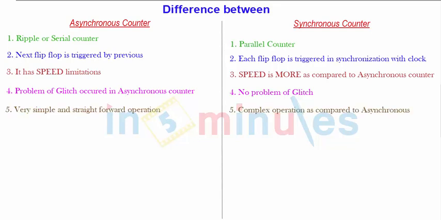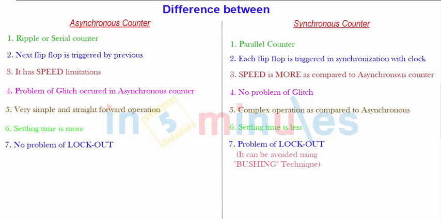Fifth point is the asynchronous counter has a very simple and straightforward operation if you look into its circuit diagram, whereas the synchronous counter is a bit tricky compared to the asynchronous counter. The complex operation is there. Settling time for the asynchronous counter is more compared to the synchronous counter. And the last point, there is no problem of lockout in the asynchronous counter, and the problem of lockout is there in the synchronous counter, but it can be easily avoided by using the bushing technique.